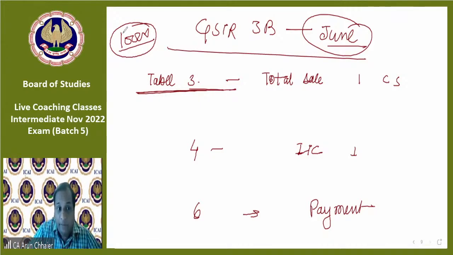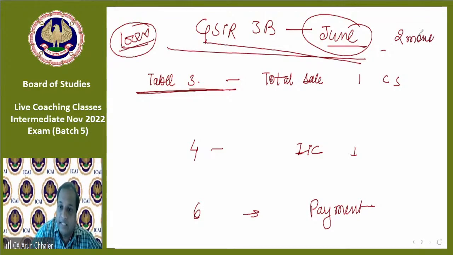If I have reported this 10,000 in this June GSTR 3B, but this 3B is being filed after 2 months, is there any problem? Is there any problem whether the liability has been reported in the same tax period? Answer is yes. I have the liabilities of June. I have reported in June 3B. Only thing is I am filing the GST return after 2 months. So the government will take the interest for 2 months. That's it.